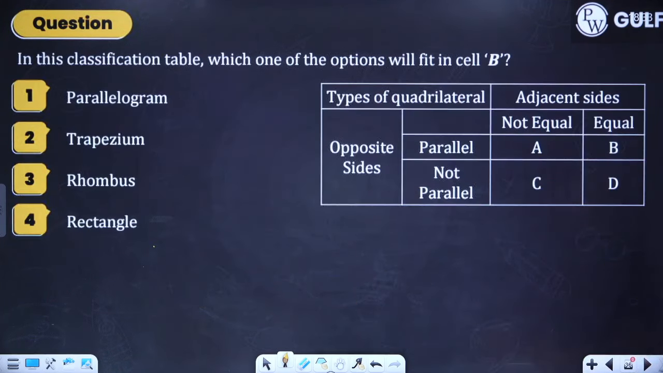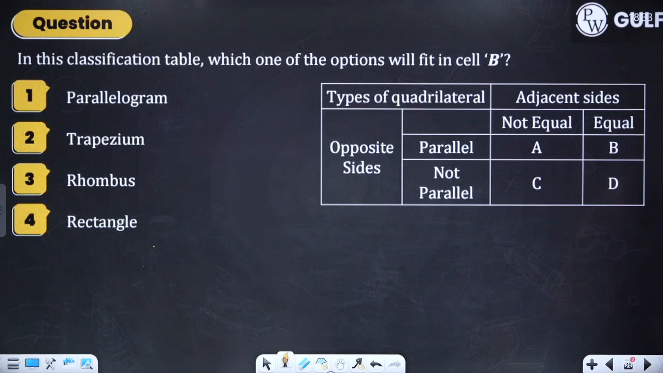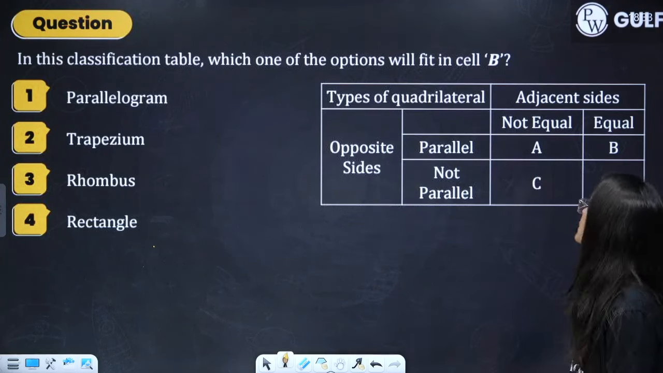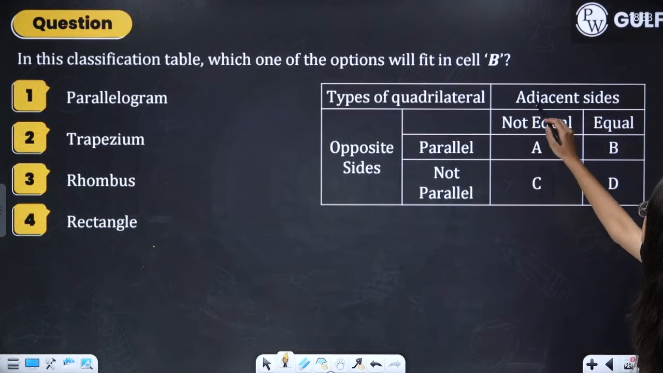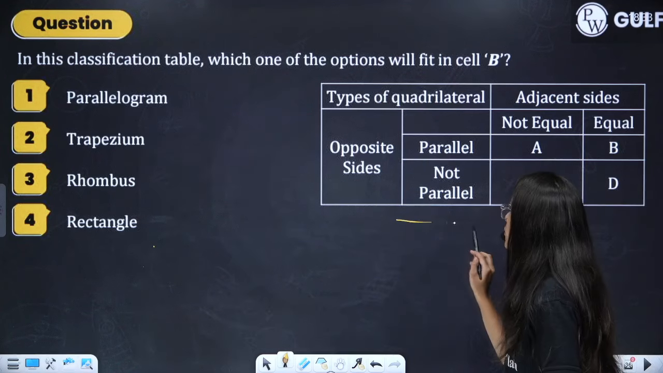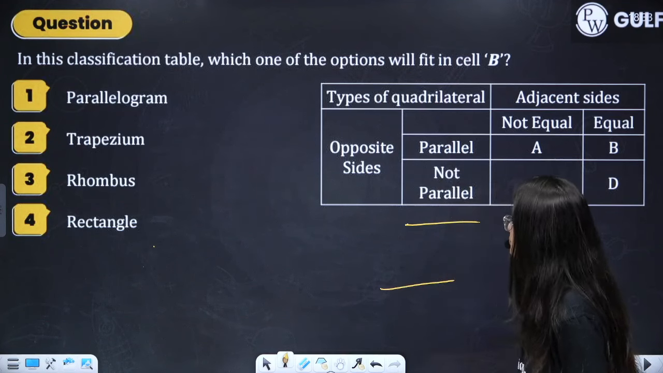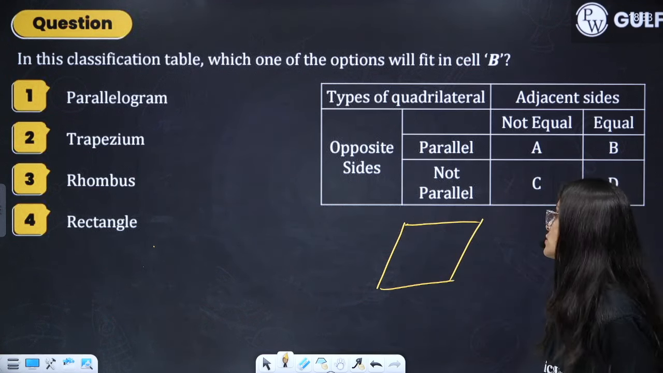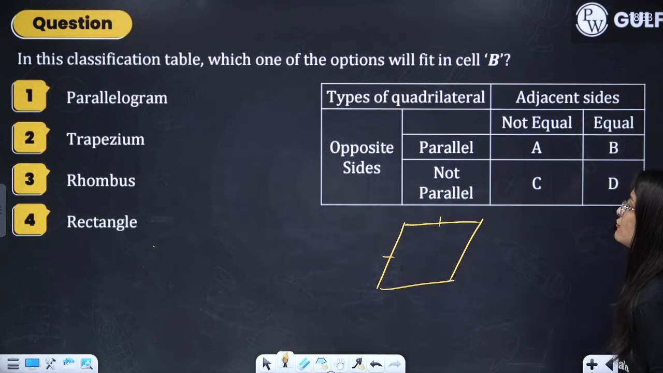Moving forward, the classification table, which one of the options will fit in the cell B, right? So I need to check which one amongst trapezium, rhombus, parallelogram and rectangle will fit B in this particular table. So B says that adjacent sides are equal and opposite sides are parallel. Okay, let me draw opposite sides parallel. See, that could be the case in the rectangle. Possible. Parallelogram is also possible. Rectangle adjacent sides are not equal, right? That is only equal in square and rhombus. So here adjacent sides are equal and opposite sides are parallel. Only one option could fit over here, that is rhombus.